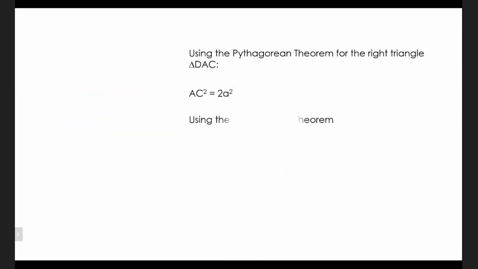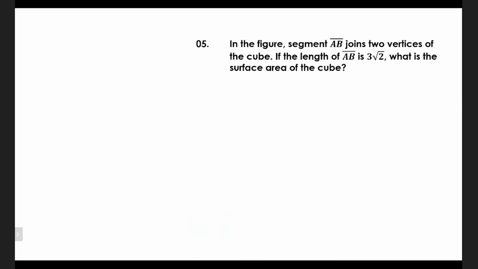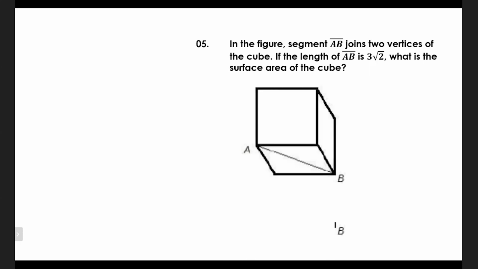Okay, children, let us go to the next question. So look at this. In the figure, segment AB joins two vertices of a cube. If the length of AB is 3 root 2, what is the surface area of the cube?